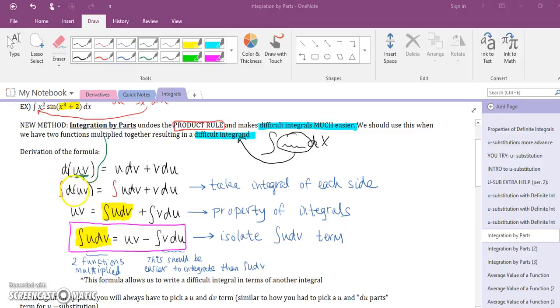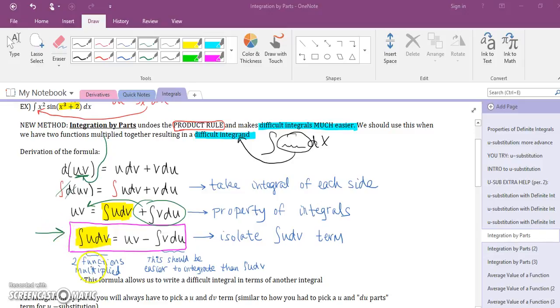The integral and the derivative end up canceling because they're inverse operations, so I have uv left over. And then let's do the property of integrals that says if you have the integral of 2 things added, then I can do the integral of each one separately. Our goal is to isolate what I highlighted in yellow. So I'm just going to subtract this, move it to that side. So I have integral of u dv equals uv minus the integral of v du. This right here is the formula you're going to use.